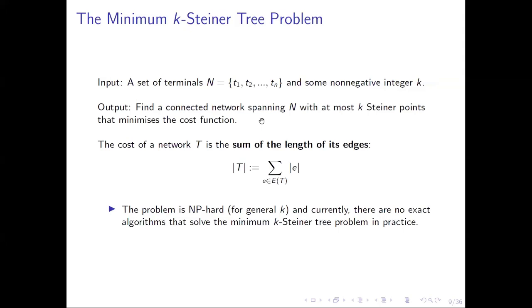So just to formally define the problem, we're given a set of n terminals in the plane, and we're given some non-negative integer k. And our aim is to find a connected network, so you can go from any vertex to any other vertex. It's spanning n, so it's connecting all the n given points, and you're using at most k Steiner points so that you minimize the total cost function. And we haven't chosen the cost function yet, but from the previous examples, I think you have an idea as to what they will be.